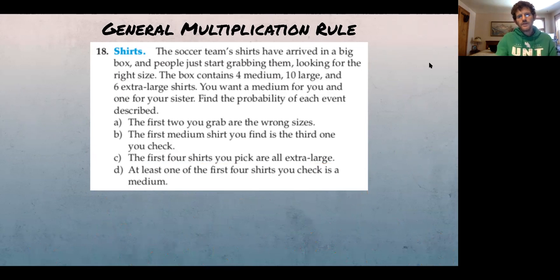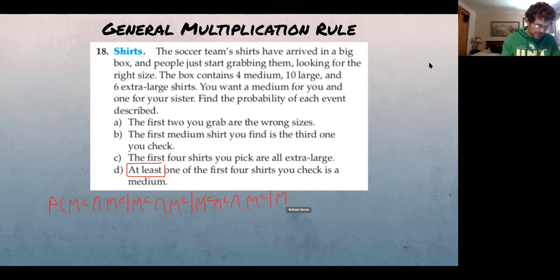So the last one is these at least problems, at least one. So now we have to think through this differently. The only way we fail at this is if we pull 4 shirts out and none of them are going to be medium. So I will write out just the notation for this. I want to get not a medium, and not a medium on the condition of not a medium, and not a medium on the condition of 2 no mediums, and not a medium on the condition of no mediums drawn so far.